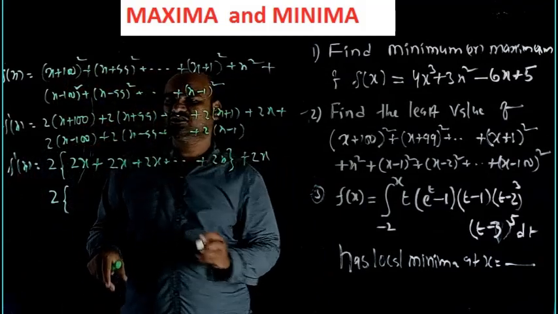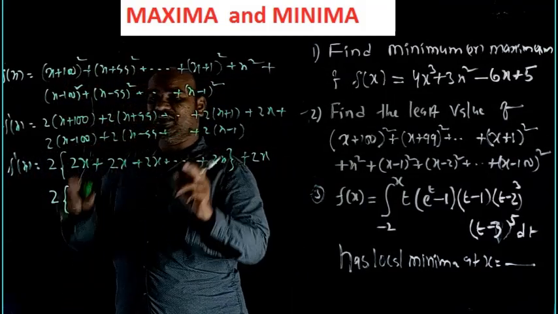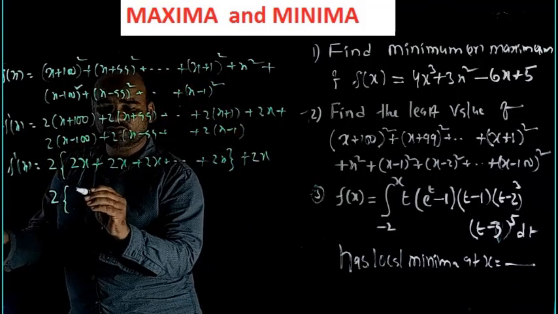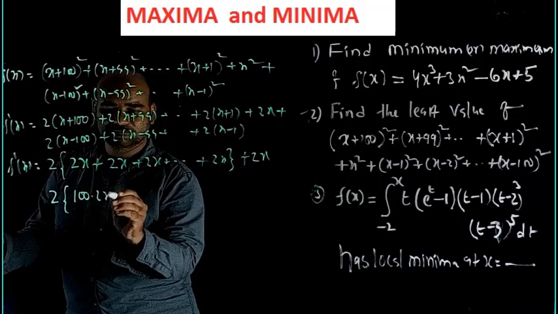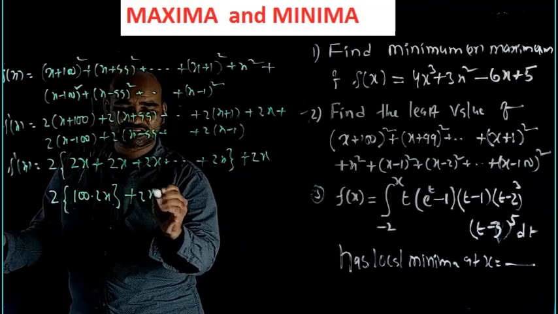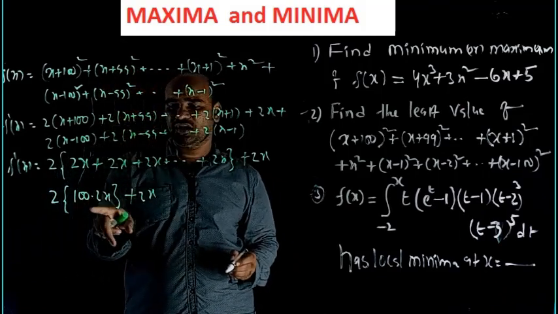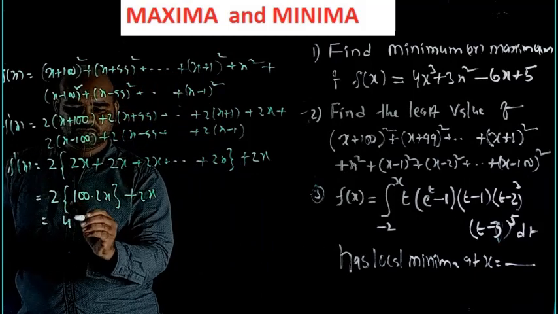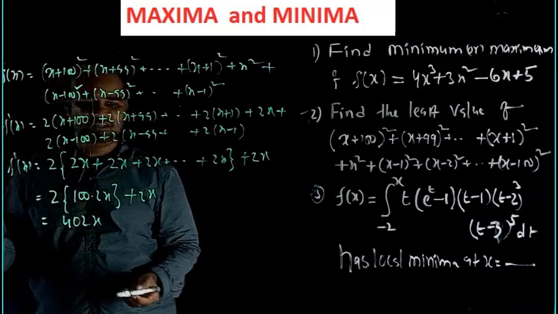Observe, students, here 2x plus 2x, how many times? 100 times of 2x plus 100 times of 2x. This is 200x plus 200x, 400x, plus 2x, so 402x total. 402x. This is f dash of x.